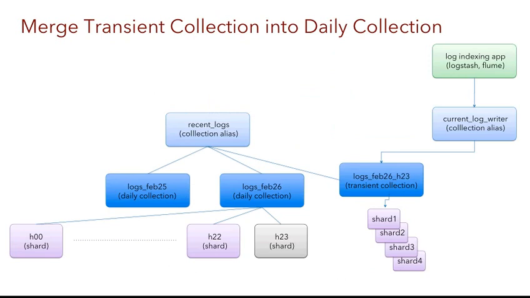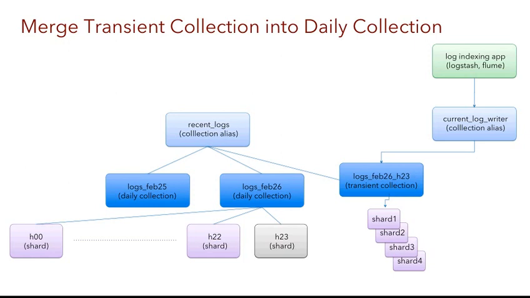So now we have effectively 2 strategies, right? We have the time-based daily collections, the 25th, the 26th, and onwards, and those are sharded by hour, right? And that is really good for our read performance and optimizing reads and keeping things hot in the cache, as I discussed.